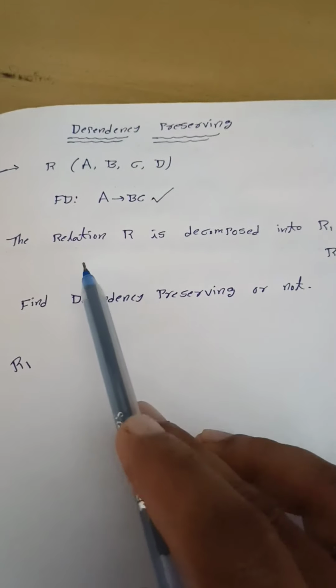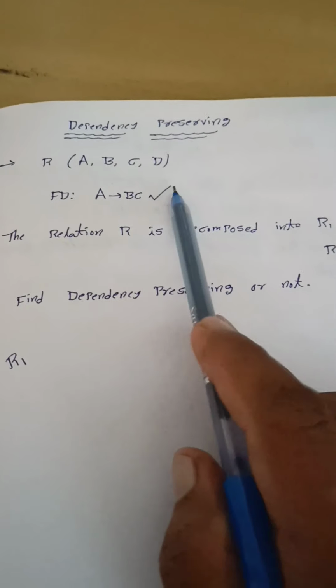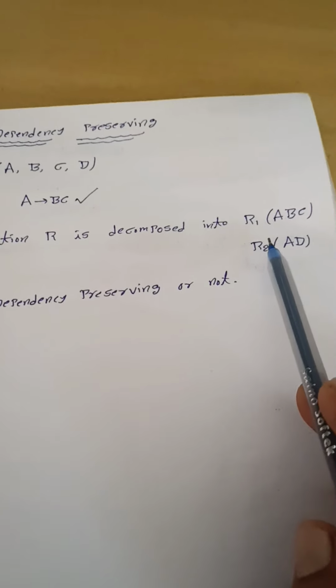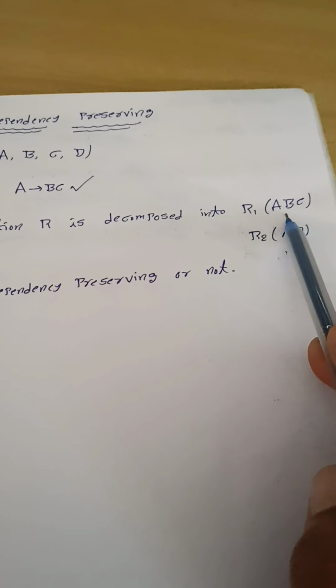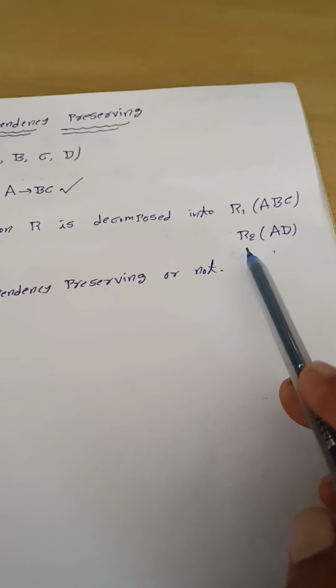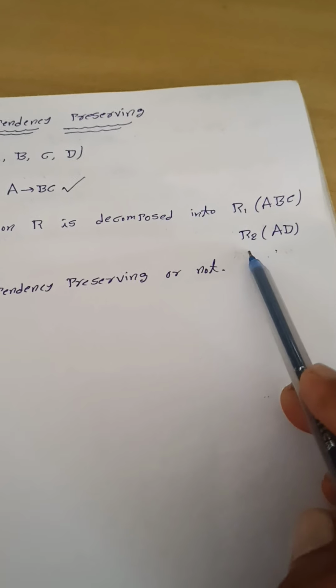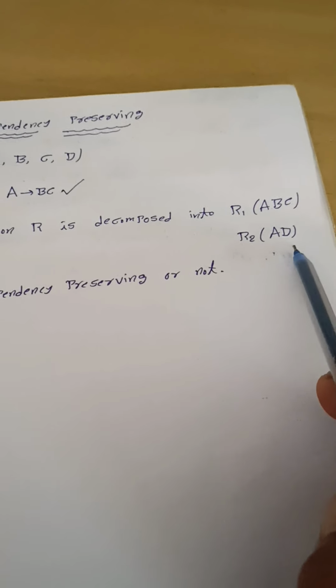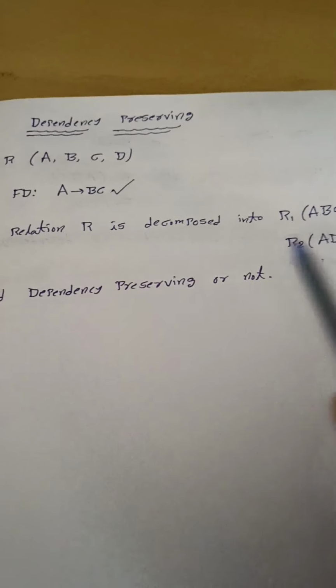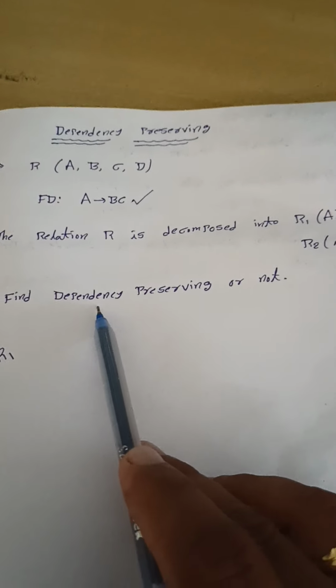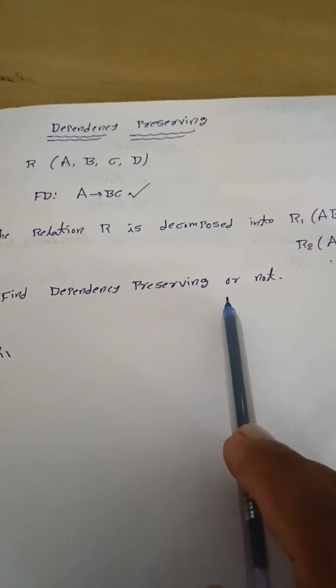Now we will decompose this table into two tables. In the first table, R1, we will consider the fields A, B, C, and in the second table, R2, we will consider A and D. Now we will check whether these two decomposed tables satisfy dependency preserving or not.